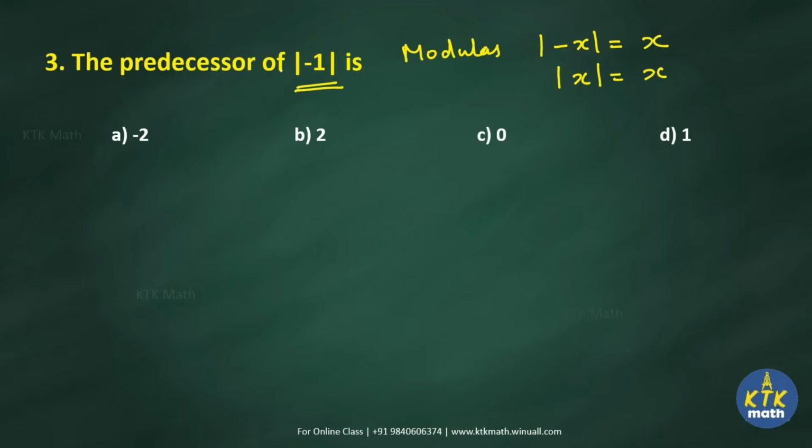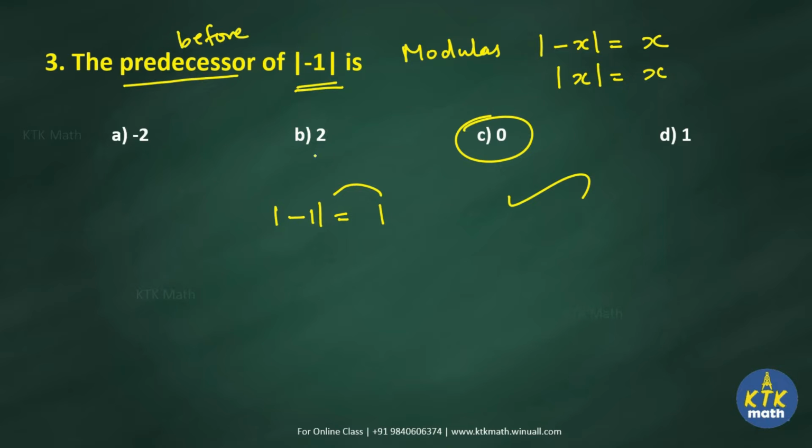Here the predecessor of modulus minus 1. So modulus of minus 1 is nothing but plus 1 only. What is the predecessor of plus 1? It is going to be 0. Make sure predecessor means what number? Before number. What is the name of after number? It is called what? Successor. Yeah, very good. Next.